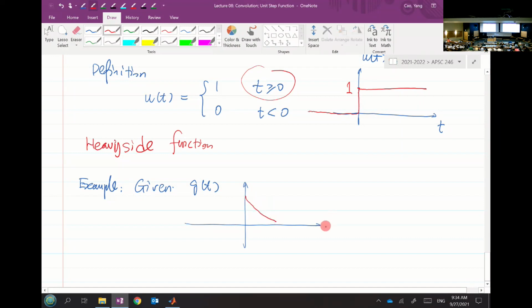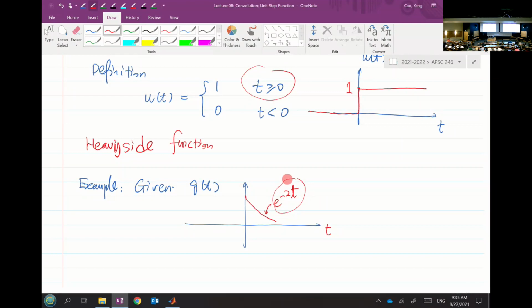This function is defined by this graph, and this portion of the graph is e to the negative 2t. I think we have seen this. When we did the convolution, we used this function to convolve with the other function. It's a causal function, meaning when t is less than 0, you don't have anything, it's 0. And when t is greater than 0, the function takes its value from e to the power of negative 2t.